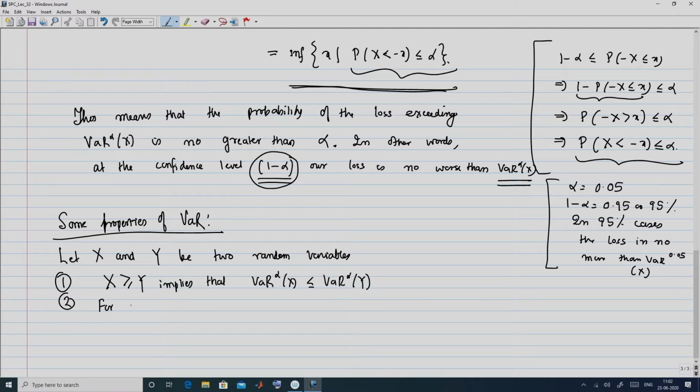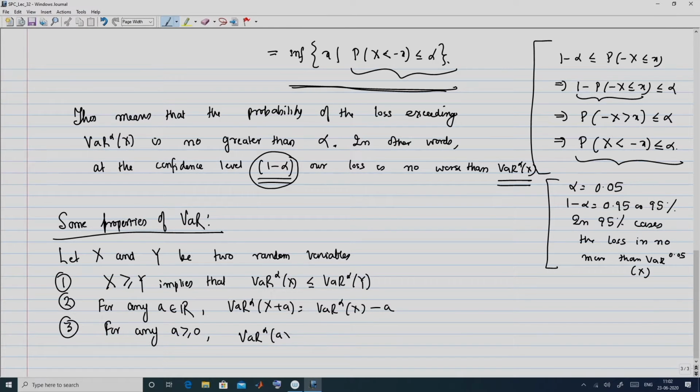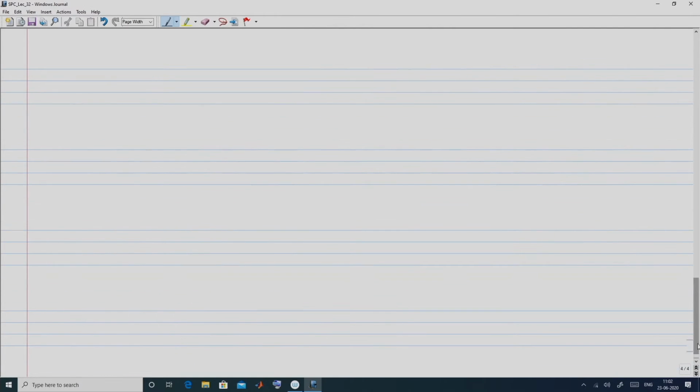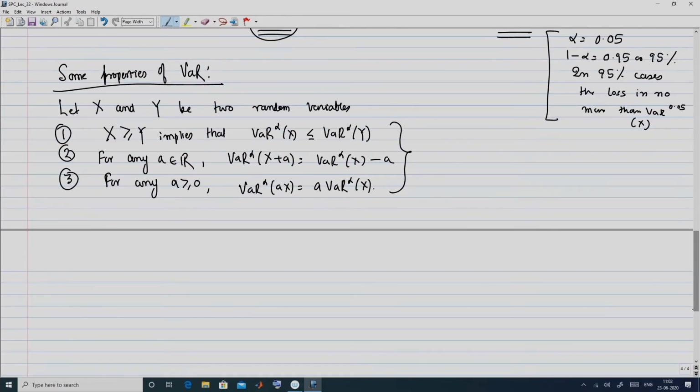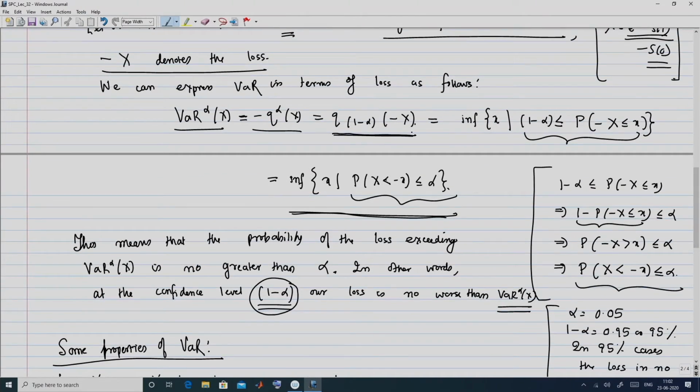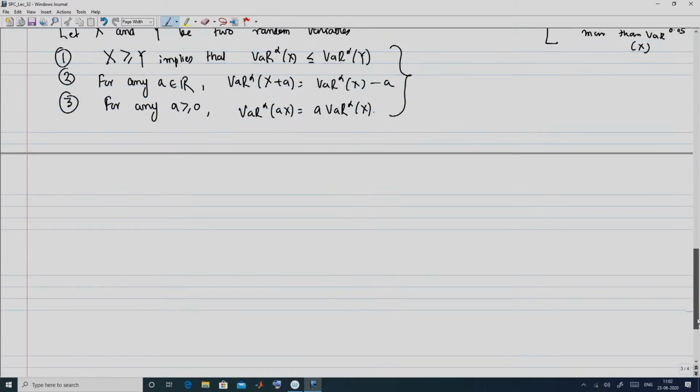Secondly, for any a belonging to R, that is any real number a, VaR alpha of X plus a is equal to VaR alpha of X minus a. And the third point is that for any non-negative a, VaR alpha of aX is going to be nothing but a VaR alpha of X. You see that these correspond to the first three properties that we had proved in the previous class, and of course, the fourth property we have already made use of here. So, let us give a quick proof for each of those.